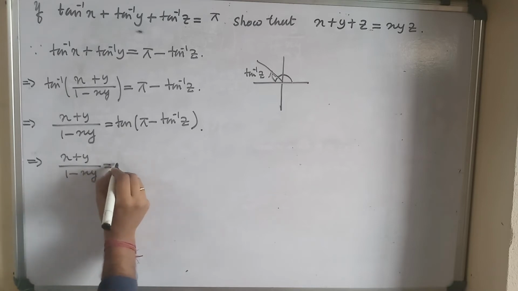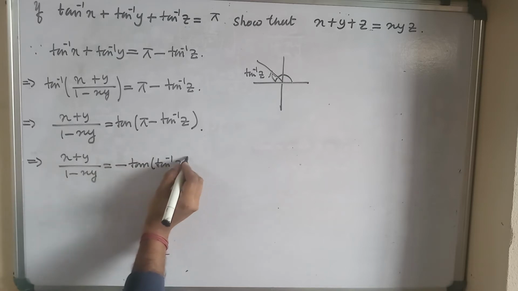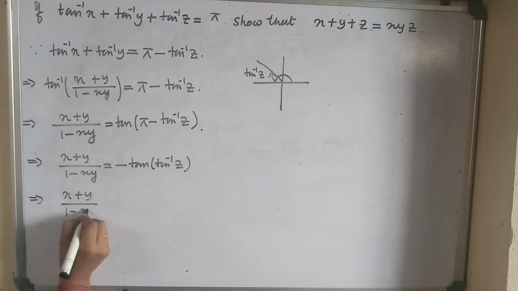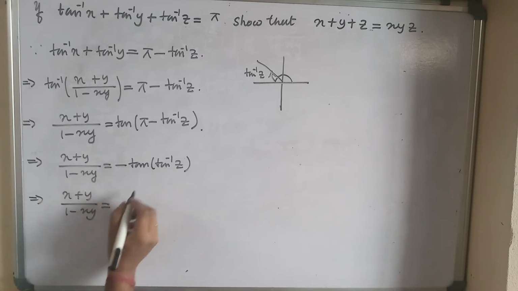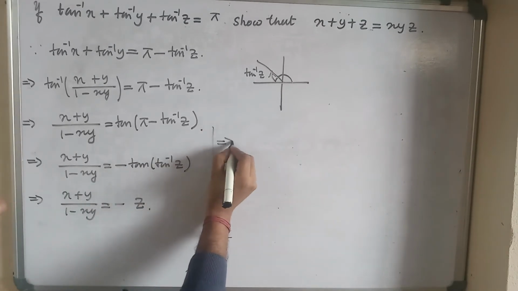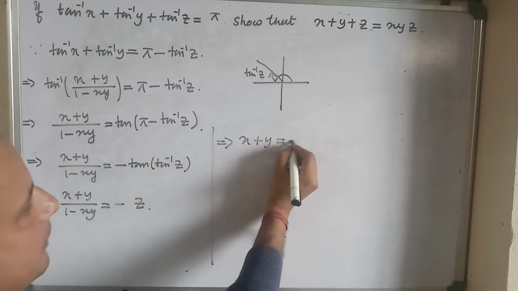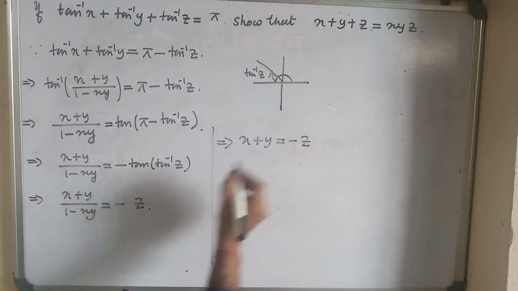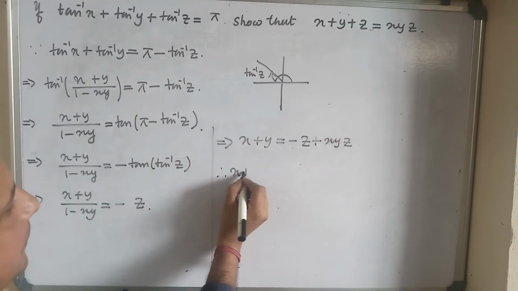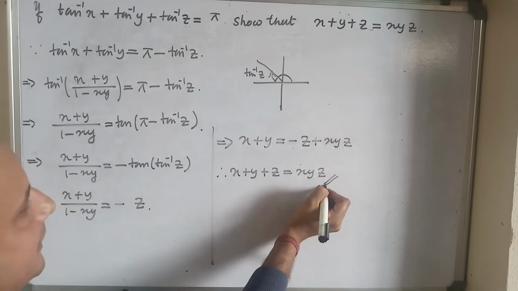So I'll write minus of tan⁻¹z. Now this gives (x+y)/(1−xy) = −z, since tan of tan⁻¹z is z. Now with the help of cross multiplication again, we can write x+y = −z into 1 is −z, minus into minus plus xyz. Now bring this z over, it will be x+y+z = xyz. It is proved.